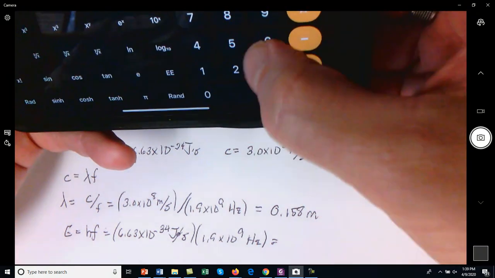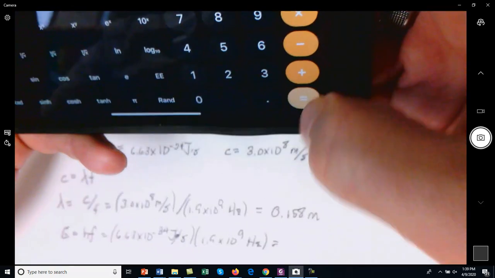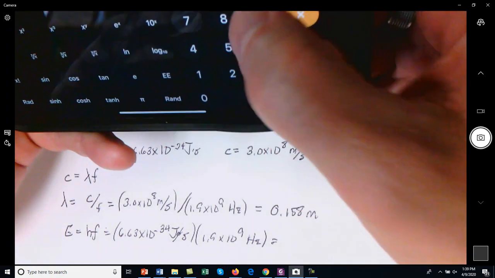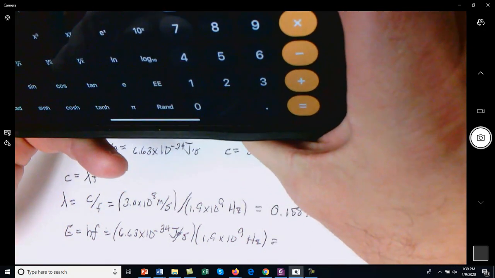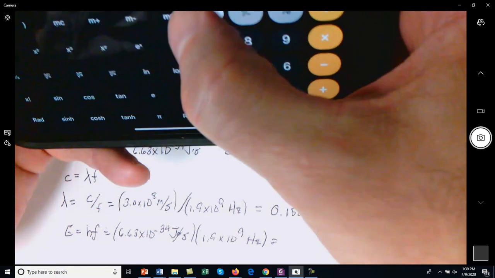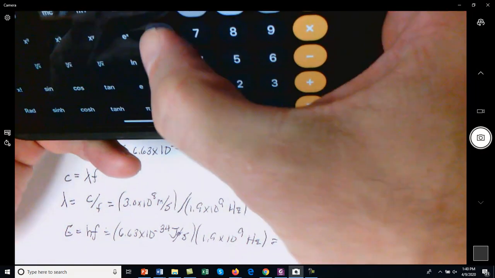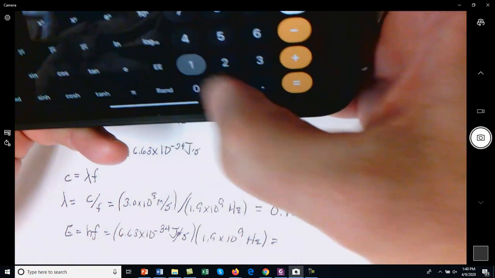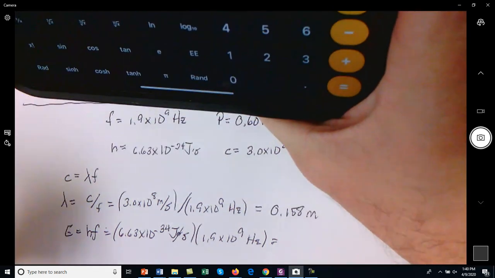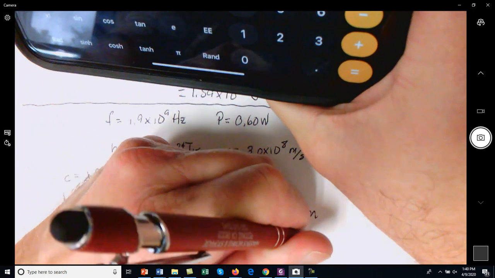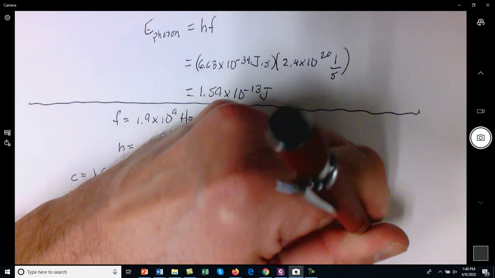Whoops, I did that wrong. 6.63 times 10 to the negative 34th, times 1.9 times 10 to the 9th. Oh, I did that wrong. Okay, try again. 6.63 times 10 to the negative 34th, times 1.9 times 10 to the 9th. Okay, so that gives me 1.26 times 10 to the negative 24th joules.